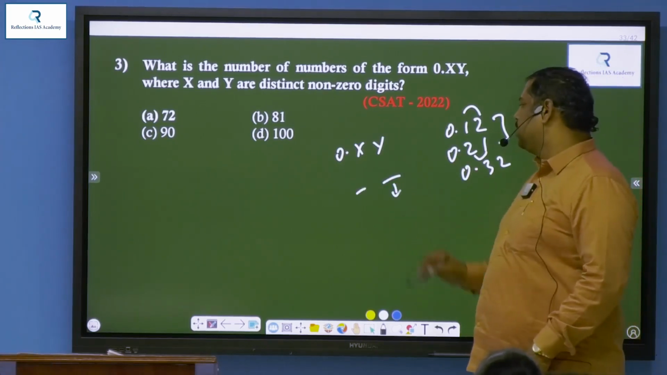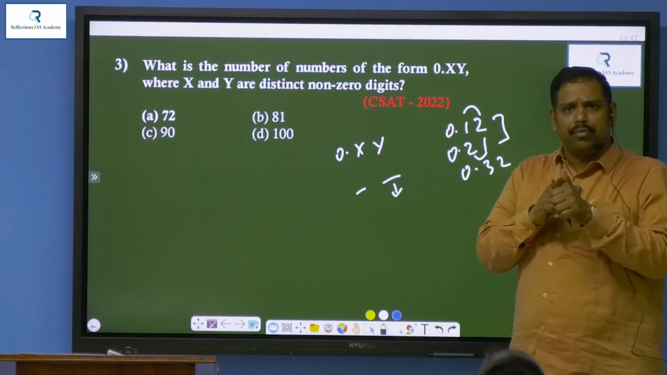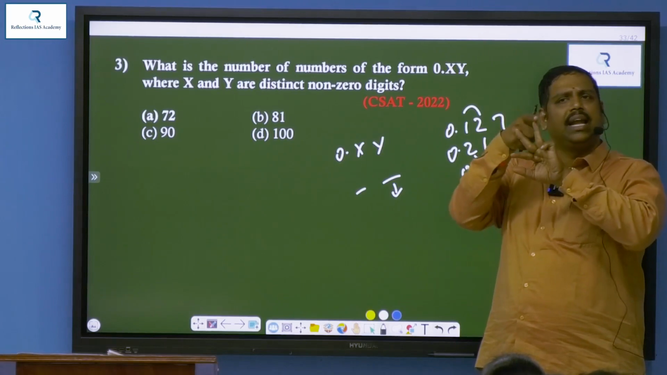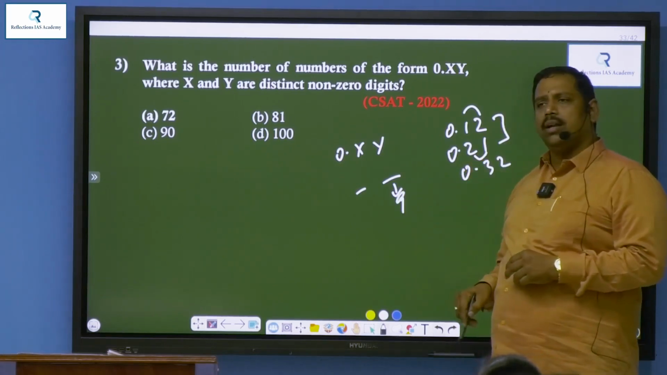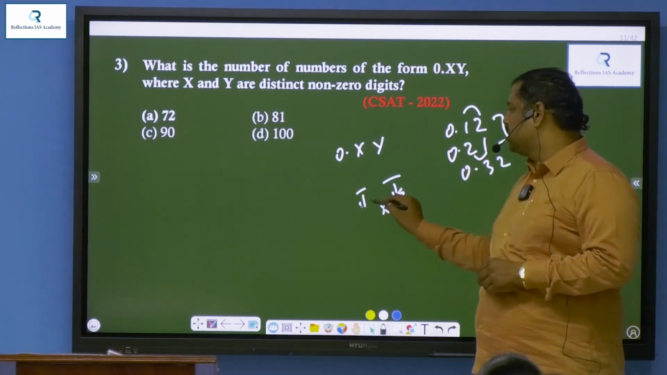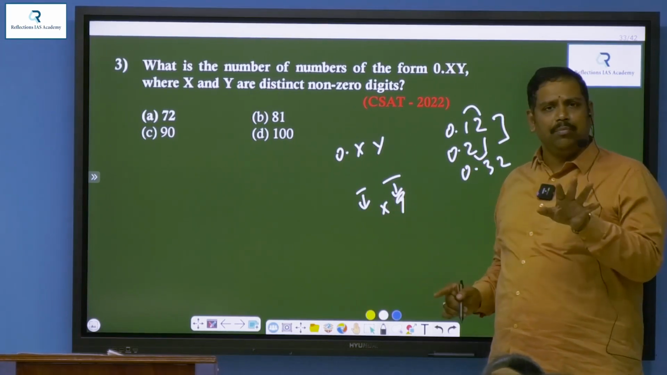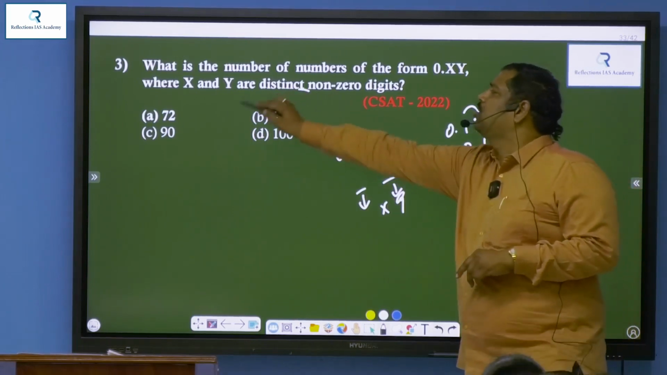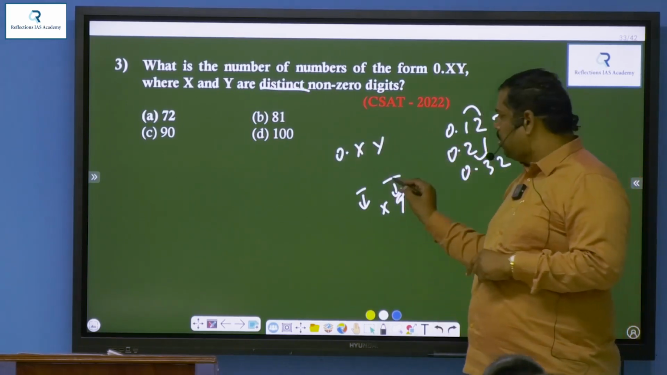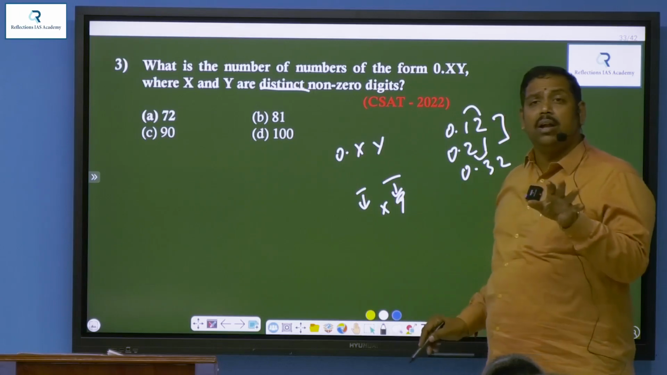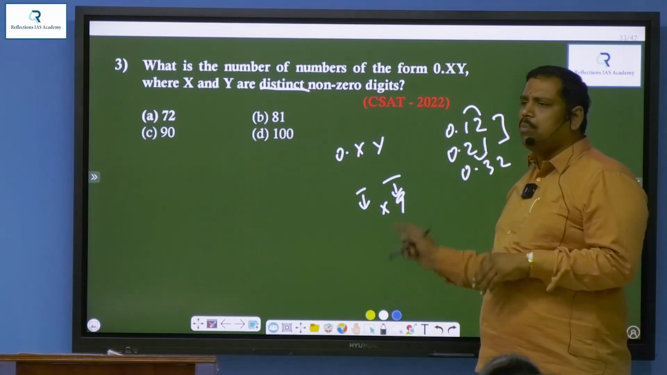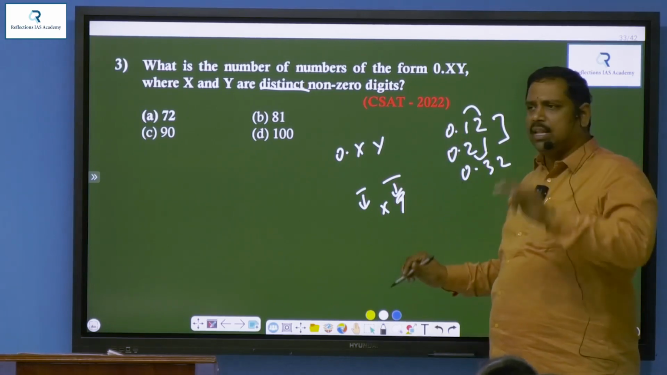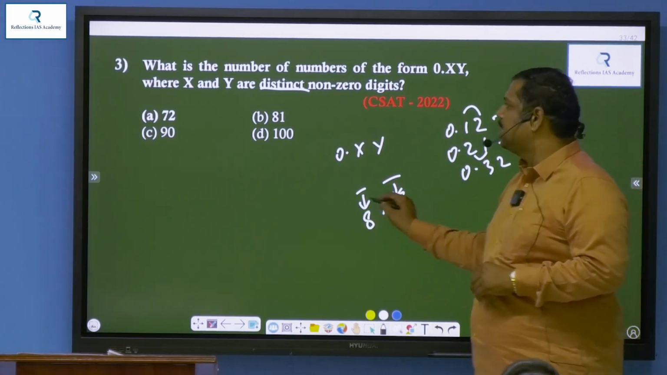This place I am filling. 0 will come or will not come? Will not come. 1 may come, 2, 3, 4, 5, 6, 7, 8, 9. How many ways can I fill it? 9 ways, into. Coming to this one, 0 will not come, so 9 digits are there. But sir, he said distinct non-zero digits. Distinct means whatever appears here should not appear here. Out of 9, 1 is already used here, so that should be removed. Now how many are there? Only 8. So the answer is 9 eights are 72.